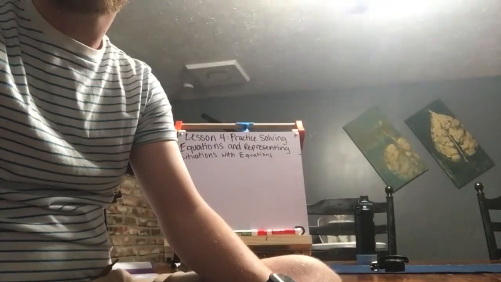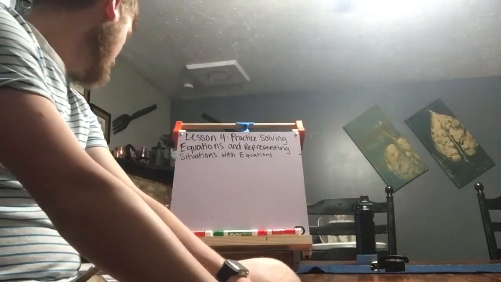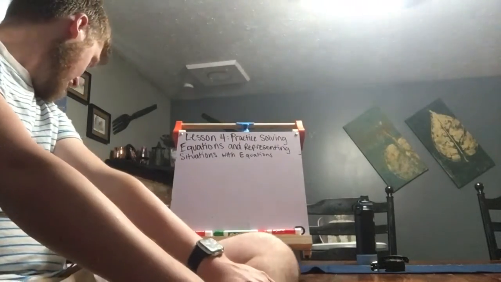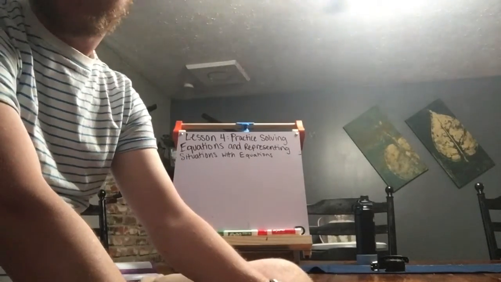So today we're going to be working on lesson 4, which is practice solving equations and representing situations with equations. This is on page 22 in your pink book, if you have the pink book. If not, this is going to be in packet 3, okay?